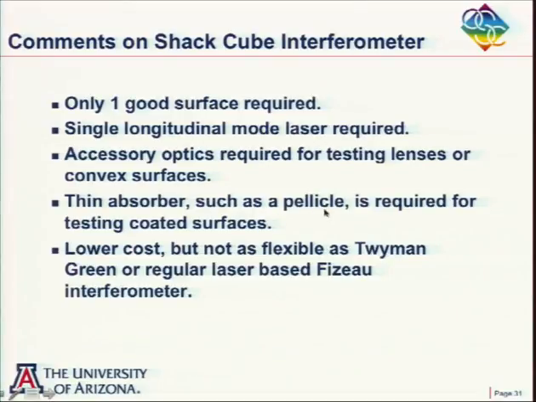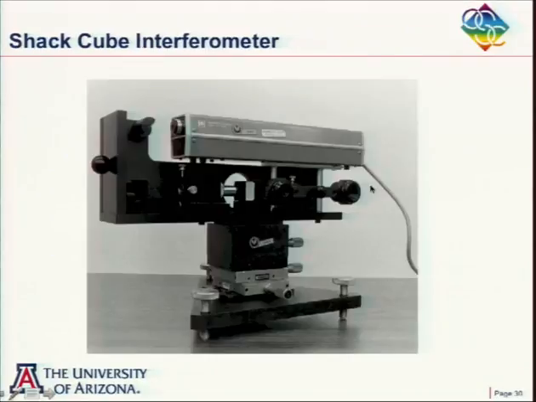If you're testing a coated surface, just like for the laser-based Fizeau, you have to have some type of absorber or attenuator, such as a pellicle. The beauty of this, and why a number of these were made, and there used to be a couple of 3 companies that sold these, and maybe they still do, I don't know, is that it's lower cost. Used to be you could buy an interferometer like this for $3,000–4,000. But it's not nearly as flexible as a Twyman-Green or a regular laser-based Fizeau. But for a small optic shop, it's a handy interferometer to have.